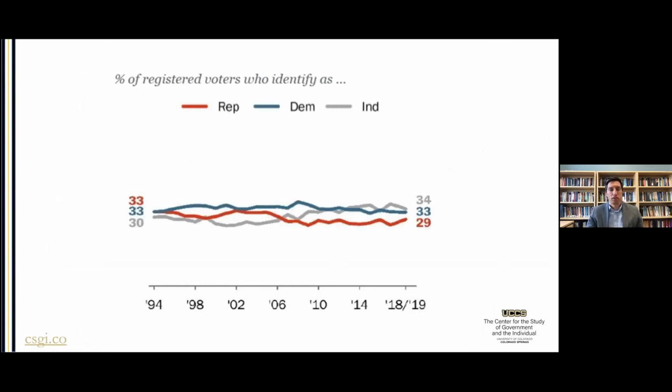So this graphic here is from Gallup. They track how many people identify with the two major parties in American politics over time. And as you can see, on the x-axis there is the last 25 years of history, and the numbers have remained pretty constant. The red line represents Republicans, the blue line represents Democrats, and the gray line represents independents.